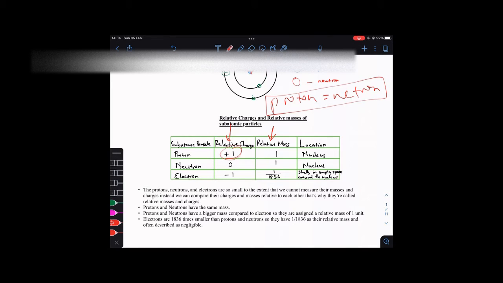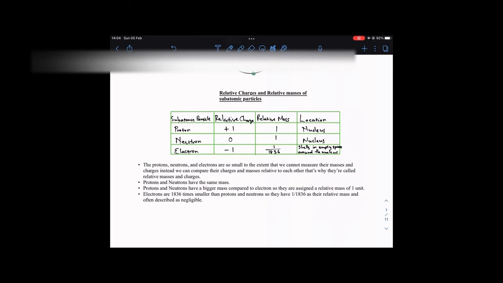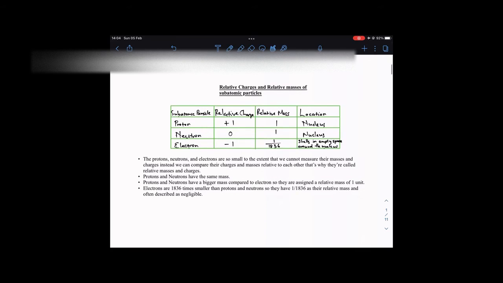So usually in your textbooks you find that it is said that the mass of an electron is negligible. It doesn't contribute to the total mass of an atom because it's so small. It's 1836 times smaller than the mass of a proton and neutron. So these masses are not actual masses, they are just relative masses, so that we can make our calculations. These bullet points are explaining the same thing, that we can't measure the actual mass because they are so small.